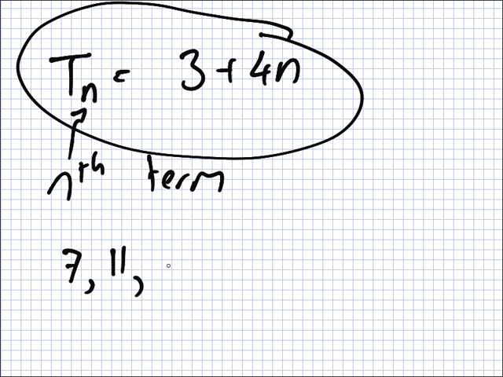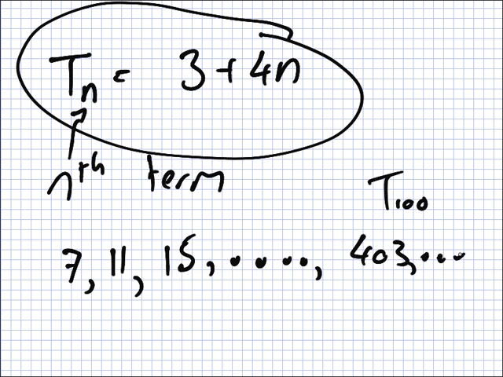If n is 3? 15. And this is how you can generate the term. What's nice about this is you can just jump to any term. So you could jump all the way down the sequence to the 100th term, T100. And what would that be?